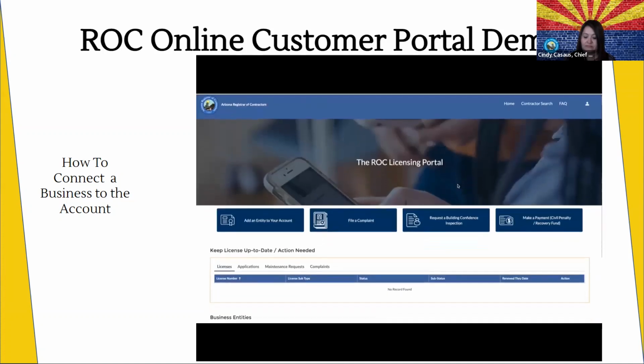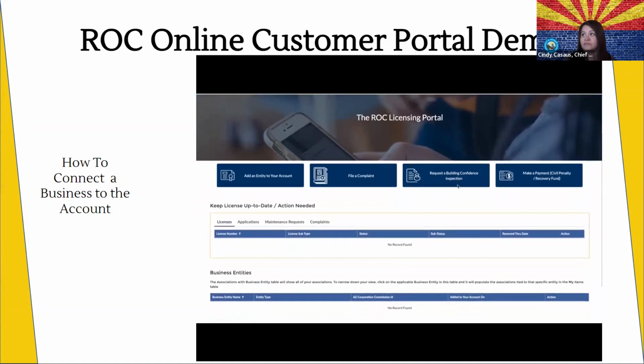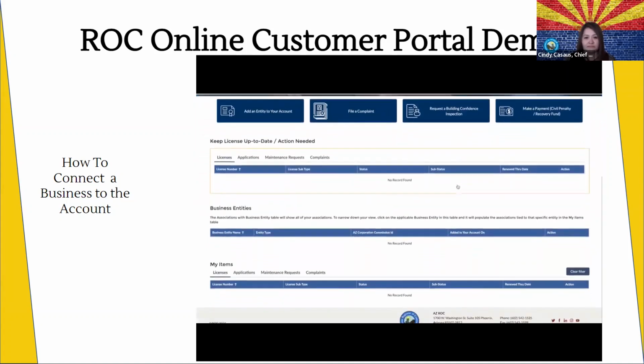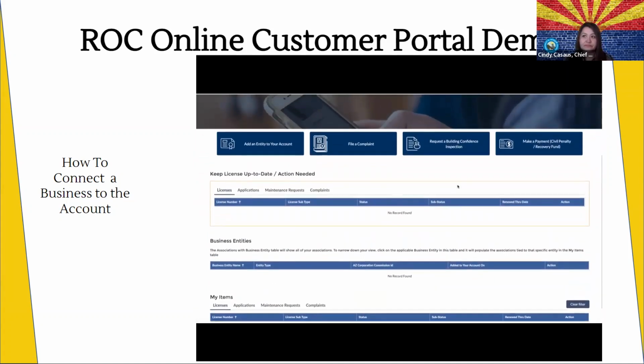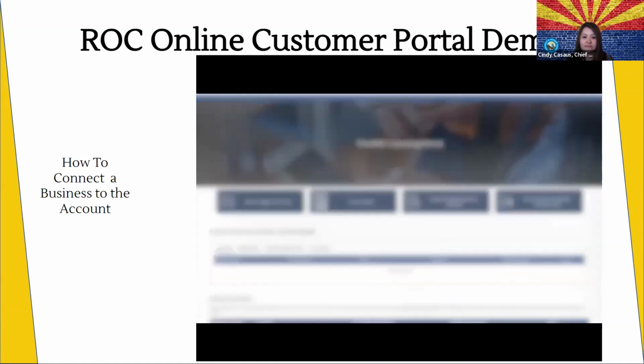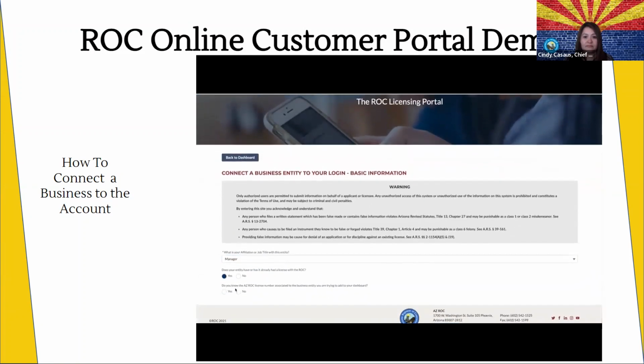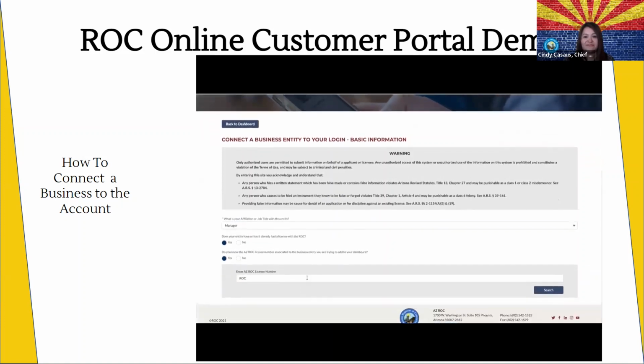To connect your ROC Online Customer Portal account to your business, you will need to click the Add an Entity to Your Account button at the top of the dashboard. If you are already a licensed contractor, the easiest way to add an existing ROC licensed business is by searching with your ROC license number.